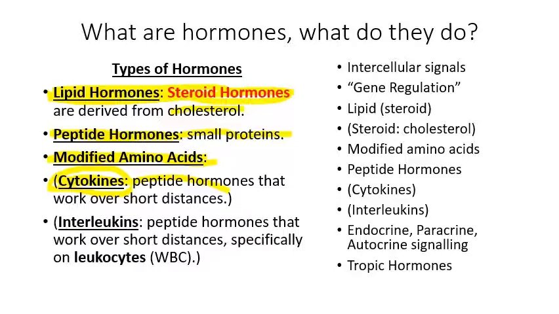And some of the cytokines are additionally classified as being interleukins. So interleukins are little peptide hormones that are transmitted over short distances between white blood cells, and white blood cells, of course, are called leukocytes. So interleukin literally translates as between white blood cells.